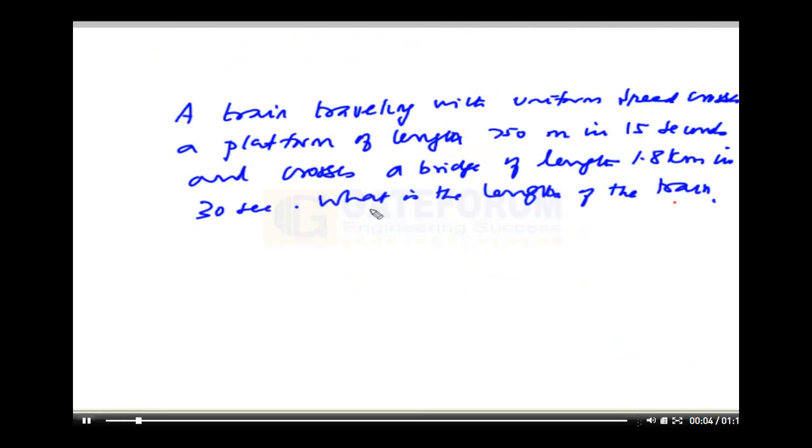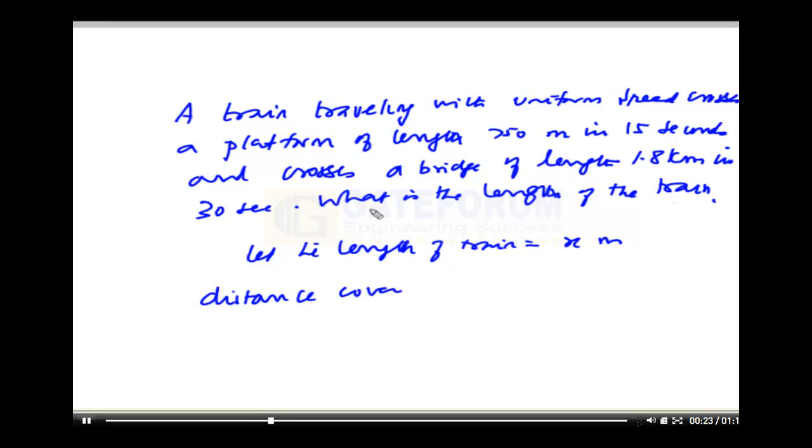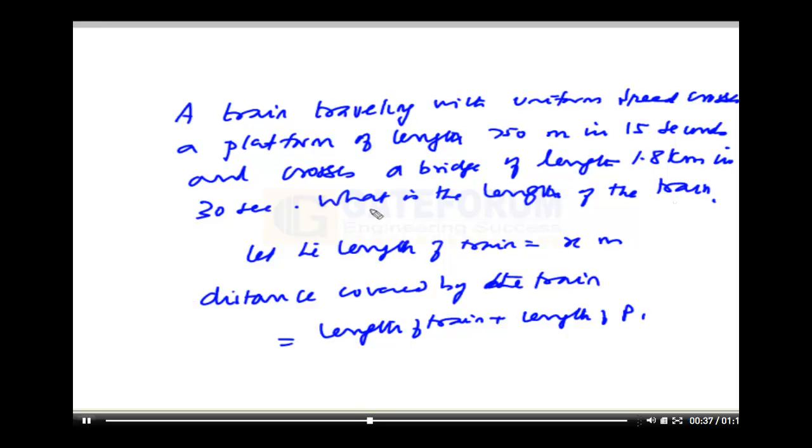A train crosses a platform of length 750 meters in 15 seconds and crosses a bridge of length 1.8 kilometers in 30 seconds. What is the length of the train? Let the length of train be x meters. Then distance covered by the train is length of train plus length of platform.